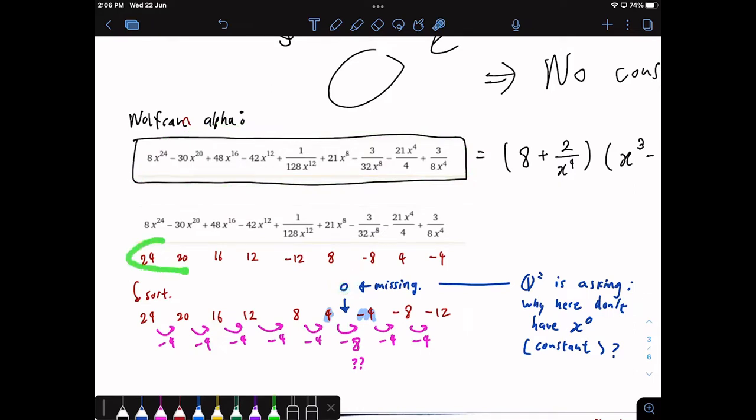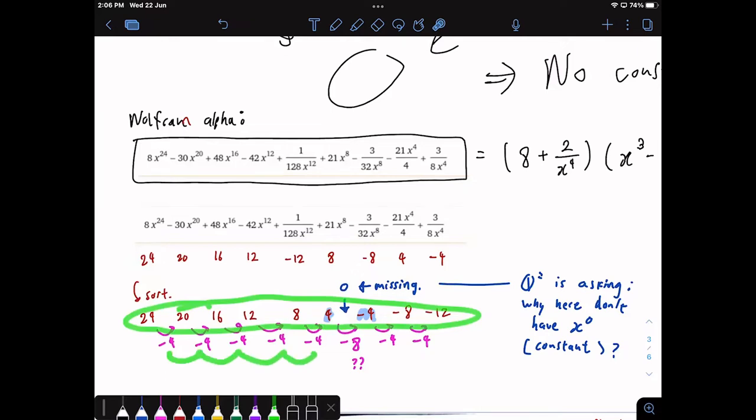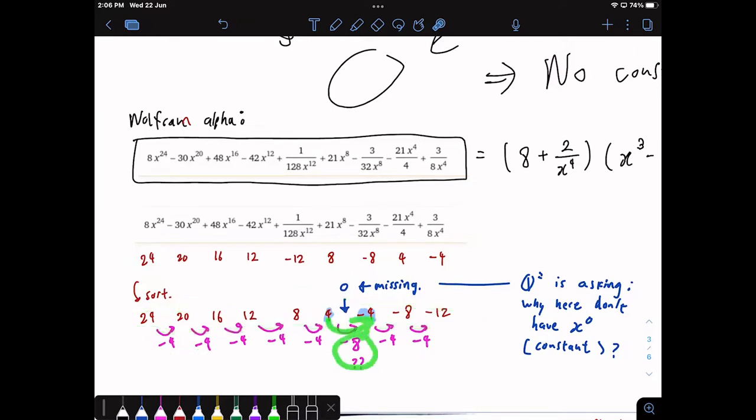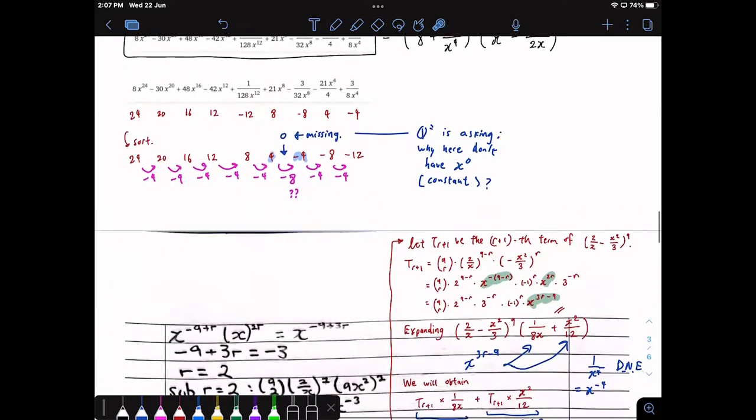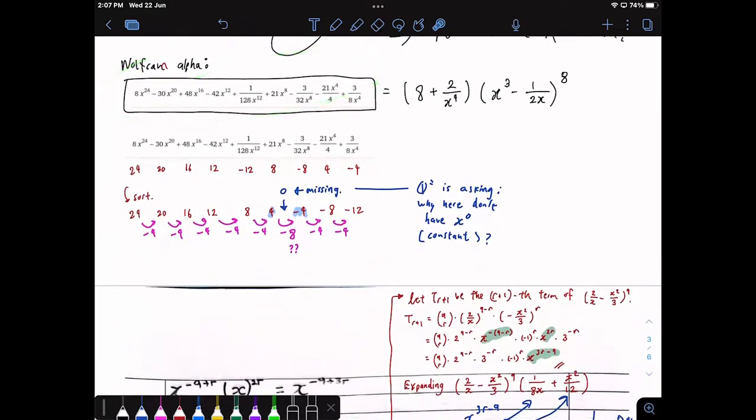Okay, if you just look at the powers of the x, it's 24, 20, 16, 12, minus 12, 8, -8, 4, -4. You sort it in descending order, and then you realize that there's a pattern, -4, -4, -4, but then suddenly there's a -8 over here. What's going on? It's because there's a 0 that's missing. If the 0 was still there, it would be -4 drop to 0, then -4 drop to -4, and then go to -8 and then -12. Okay? Just if you want to check it, this is the actual expansion if you expand everything out.